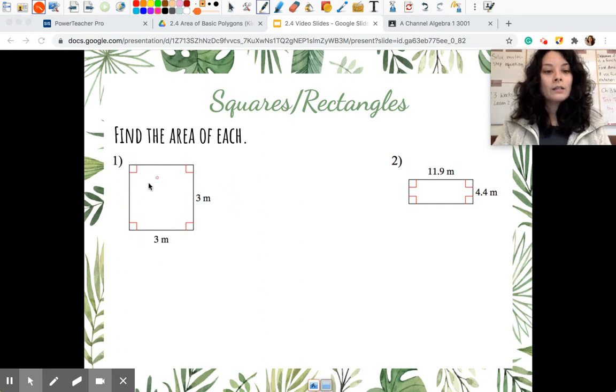So when I look at number 1, this is a square. I know it's a square because the bottom is 3 feet, so the top is also going to be 3 feet. Or excuse me, not feet, meters. That's what the M stands for. And then the right side is 3 meters, so the left side is going to be 3 meters. So it's 3 meters all around.